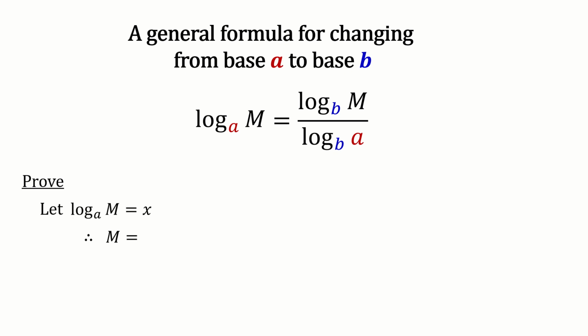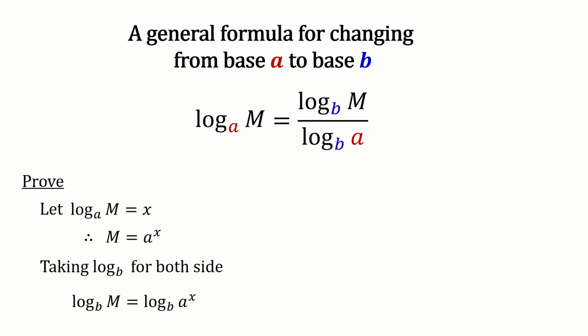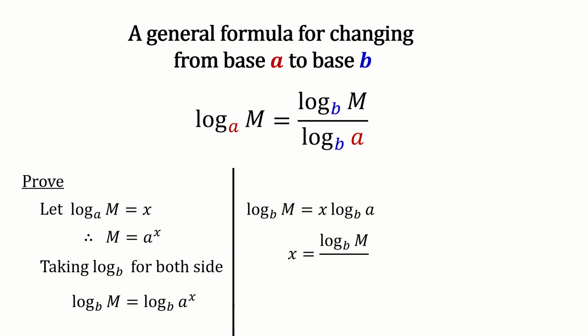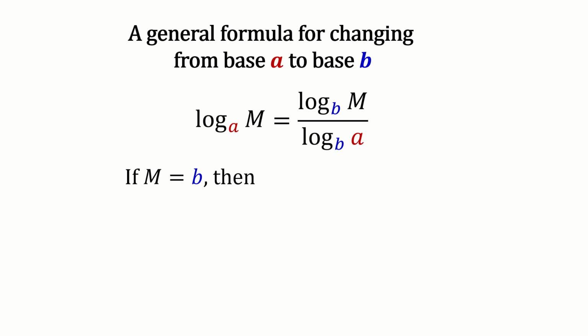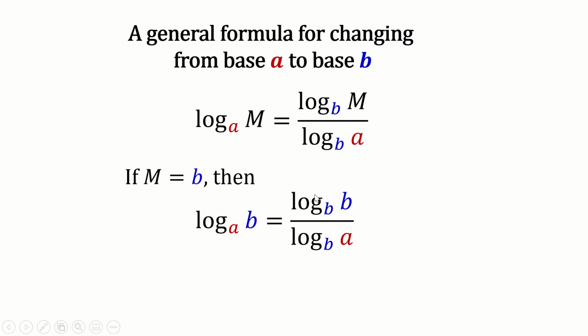So this is the proof of how we get the formula. As we can see from the construction, we get the same formula. If the radicand is b, we can substitute m equals b, so we get log base a of b equals log base b of b over log base b of a. Log base b of b is 1, so that equals 1 over log base b of a.